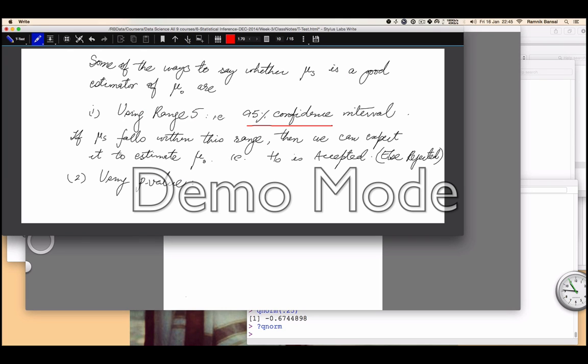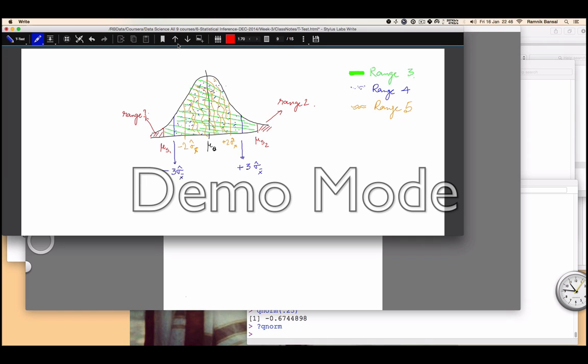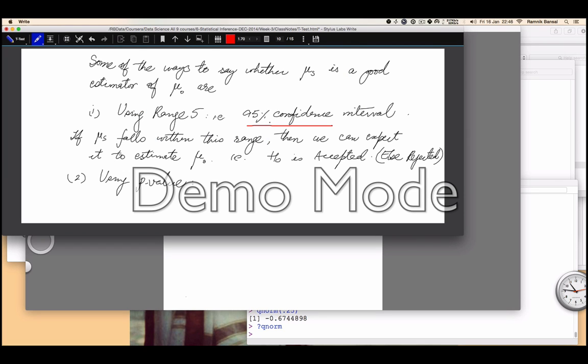So we have different ranges. Some of the ways to say whether mu s is a good estimator of mu 0 are, basically, that's what we want to say. Is mu s a good estimator of mu 0? So we use range 5 typically, right? What is range 5? That is 95 percentile area, right? So we say 95% confidence interval. So if mu s falls within this range, then we can expect it to estimate mu 0. All right, then we will accept the null hypothesis. Otherwise, we will have to reject it.